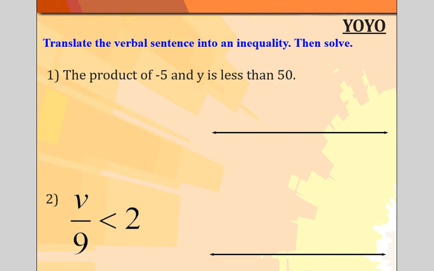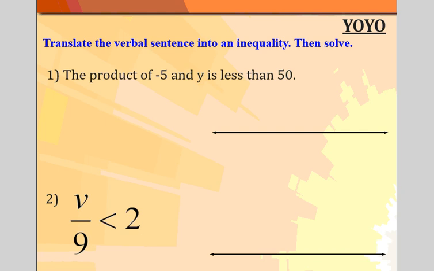First one says translate the product of -5 and y is less than 50 to an inequality and then solve it. This one's already been translated. I'd just like you to solve it and then graph it. So pause the video now for a minute and a half. Unpause it once everyone's had a chance to try.